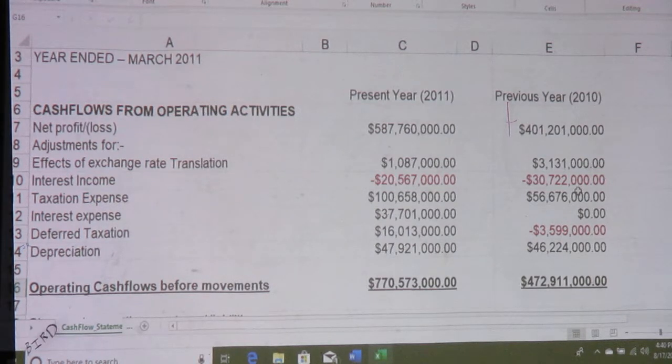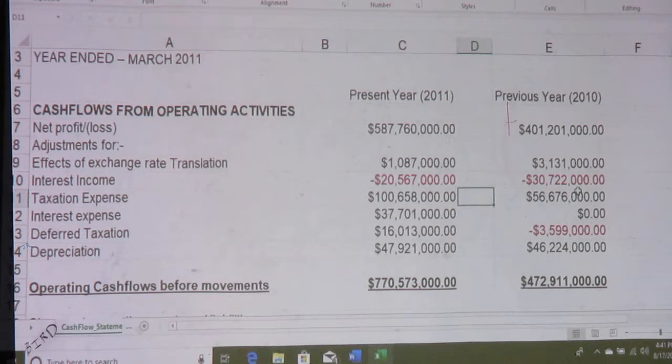So here we see that the net profit had increased from 2010 to 2011. We also see a decrease in the interest income. How I basically assess these is I look for what we call the big ticket items. So you're looking for the big numbers and then you want to identify what they represent.